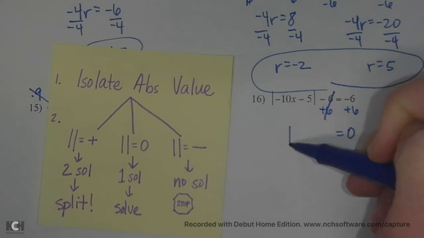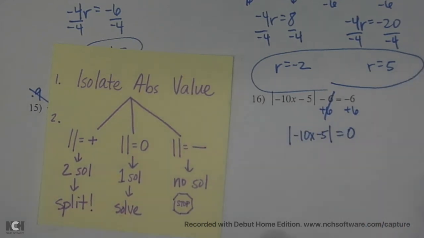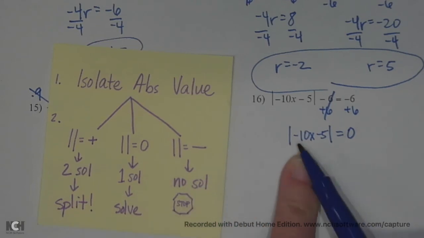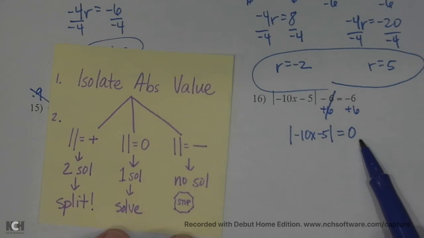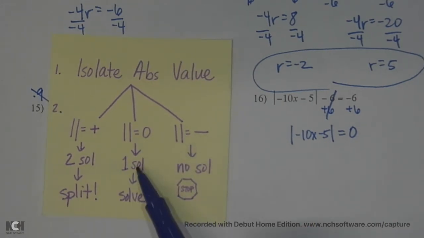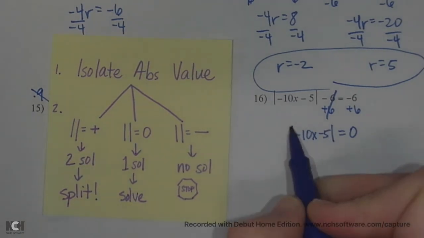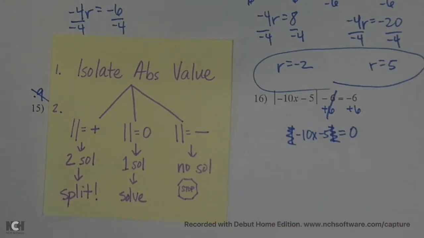We're going to bring down this absolute value here. Negative 10x minus 5. There we go. Okay, so now is the absolute value part isolated? Yeah, it sure is. What is it equal to? It's equal to 0. So when it's equal to 0, it means there's just one solution and you can go ahead and solve it. So you can get rid of the absolute value bars. I'm going to just cross mine out very gently. And then I'm going to solve.